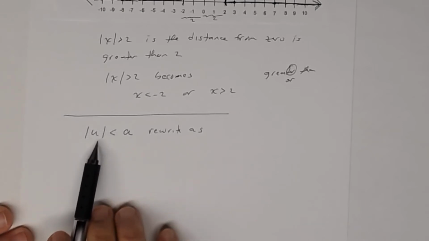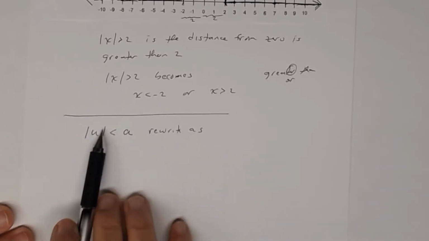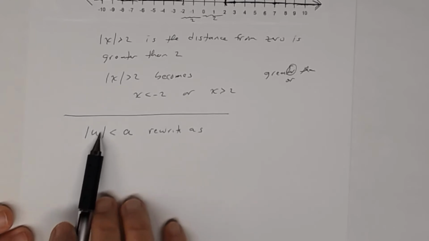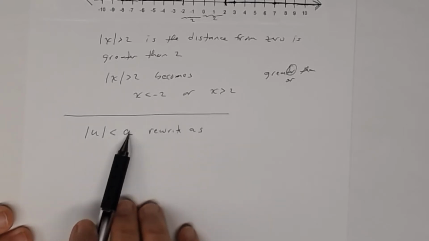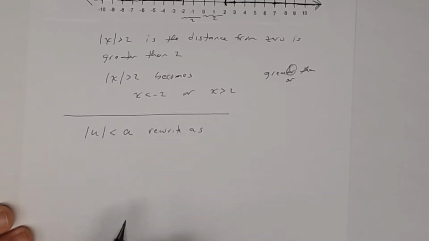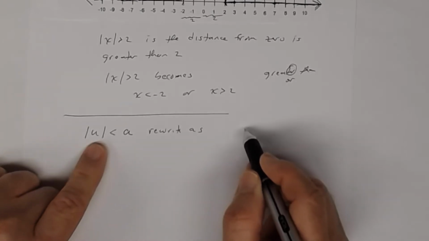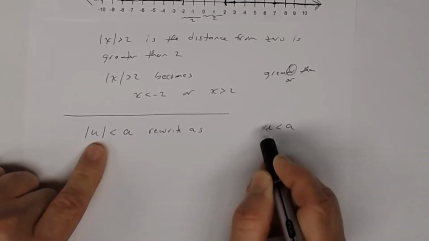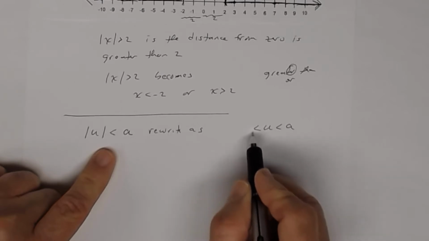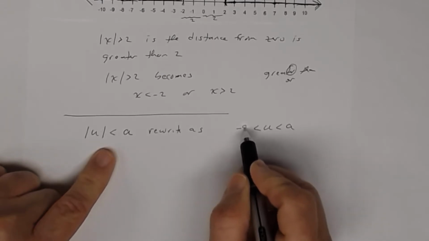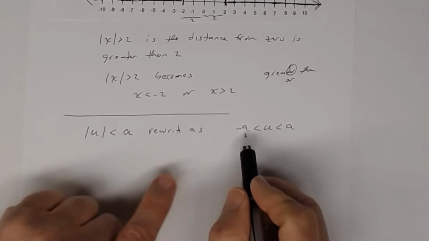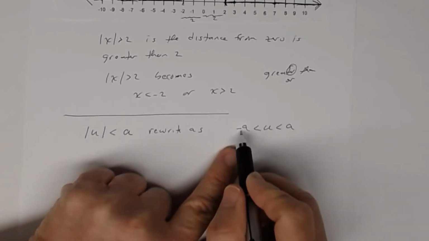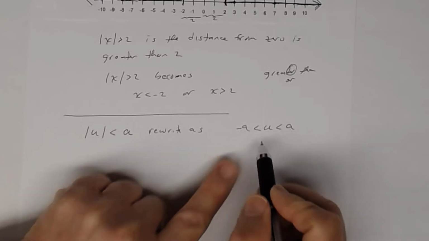Okay, so if you have an algebraic expression, and remember you have to get the absolute value expression by itself, but if you have an absolute value algebraic expression that's less than some number, you're going to rewrite it like this. You're going to rewrite it as u is less than a, and at the same time, it has to be greater than -a. So it'll look like -a is less than u is less than a. So see the a and its opposite. You're always going to have its opposite there.